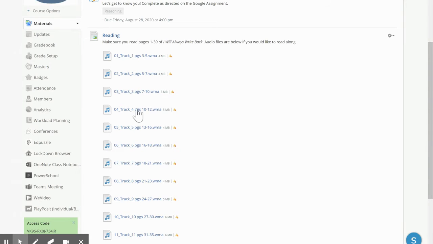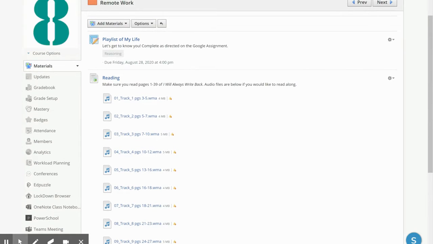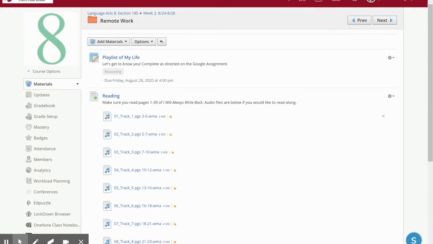So right here you can see the expectation for this week was that all students read pages 1 through 39 of their text. Whenever possible, I will provide audio tracks as well that go along with the reading. And then the other assignment for this week is a get to know you assignment that's going to be assessed for their writing skills. And so really kind of getting that first assessment of what does writing look like in 8th grade. So this is the work that should be done on remote work.